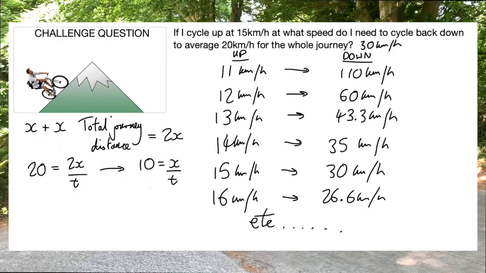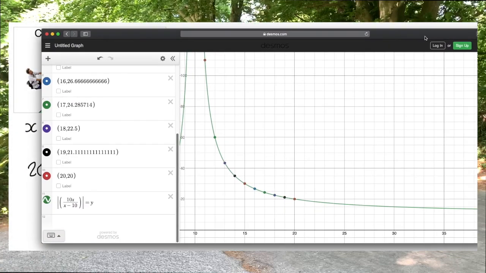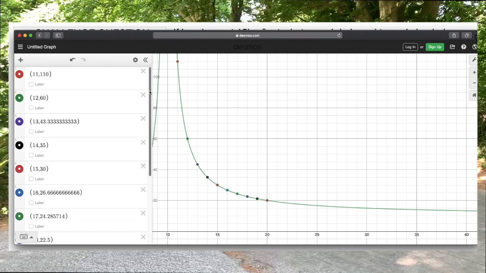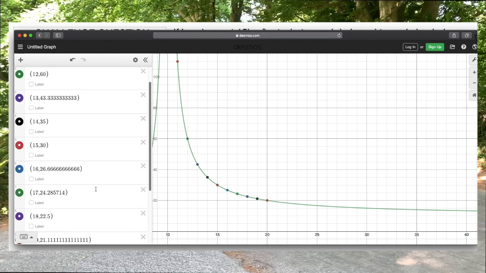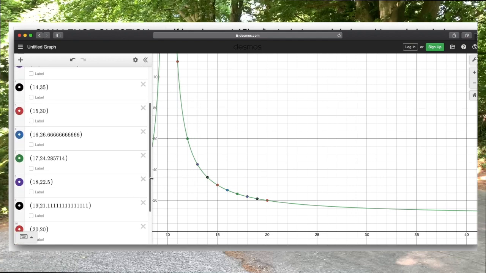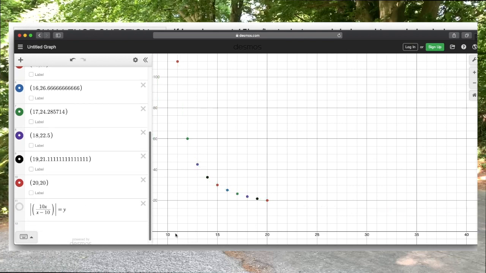If I plot a graph of these points, which I've done here, what we find is that if I increase the speed I go up, that's my x-axis, if I increase the speed I go up the hill, I reduce the speed I have to come back down. And actually I can model this using a rearrangement of that formula we just used, and we get 10x over x minus 10. Okay? So the faster you go up, the slower you have to come back down.